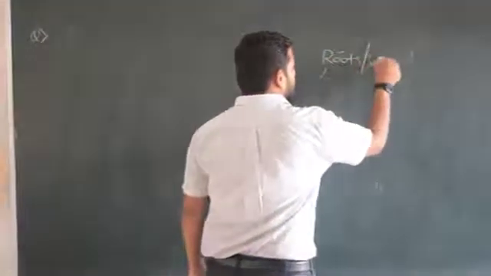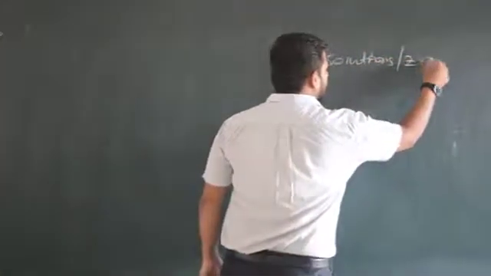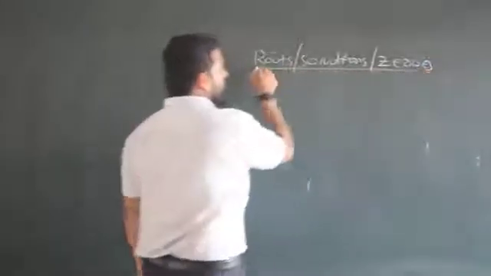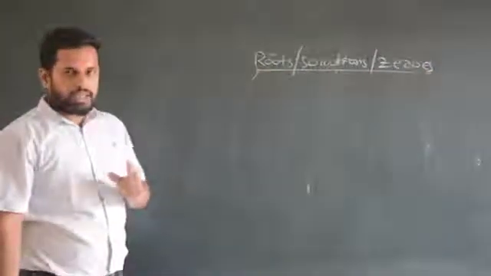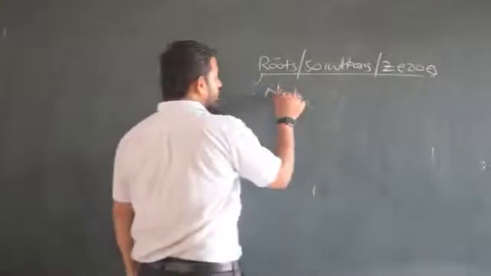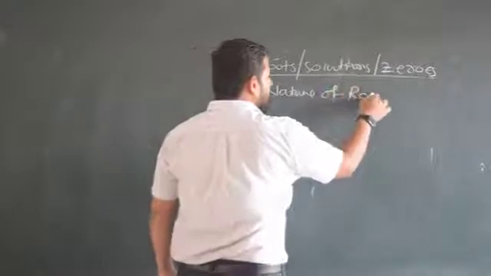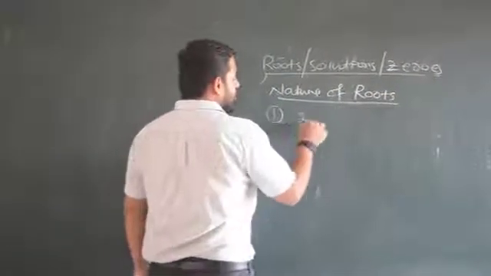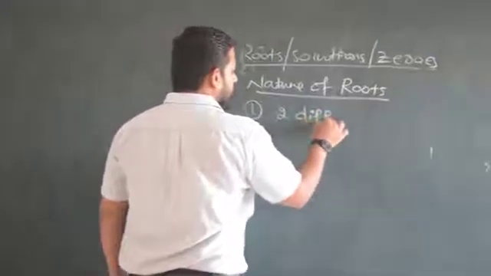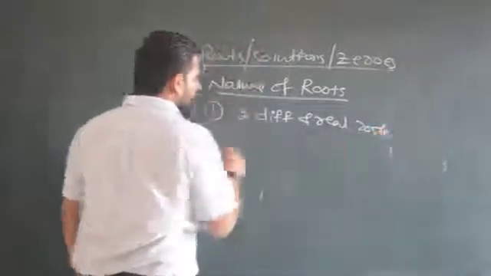Now, they will ask you about roots or solutions or zeros. All these are not different words, my dear children. These are the same words: roots, solutions or zeros. Clear? Okay. Now they ask the nature of roots. What is that? Nature of roots. So what do you mean by nature of roots? I have mentioned that, no? That is like 2 different and real roots. This is one nature. Now tell me, what is the second nature?